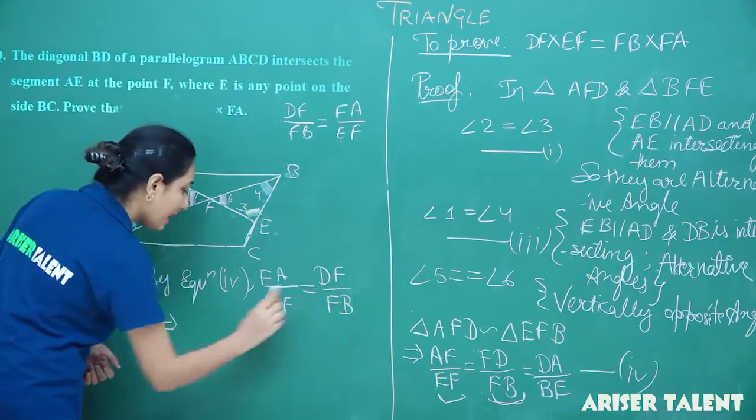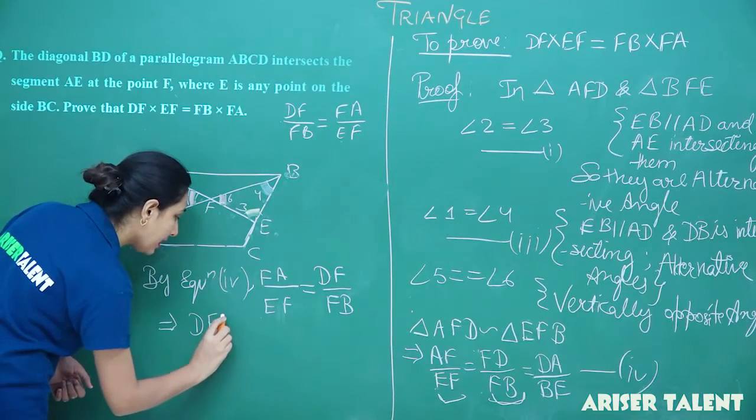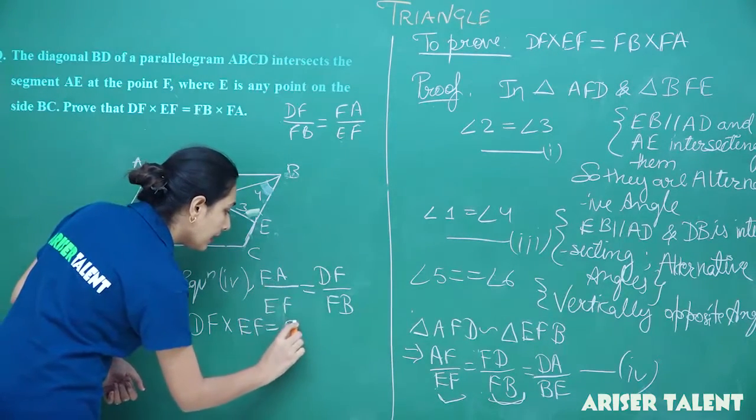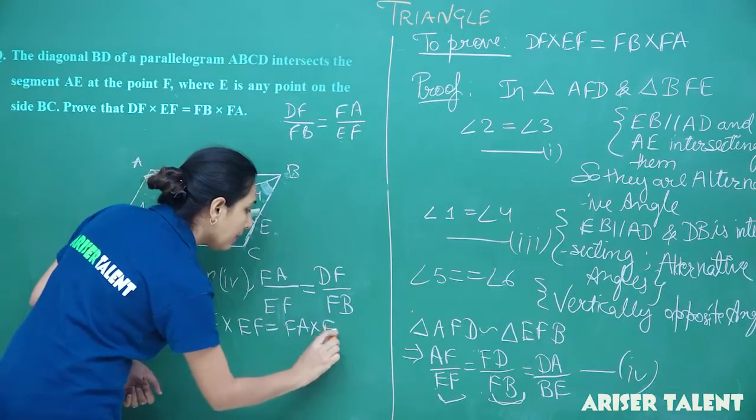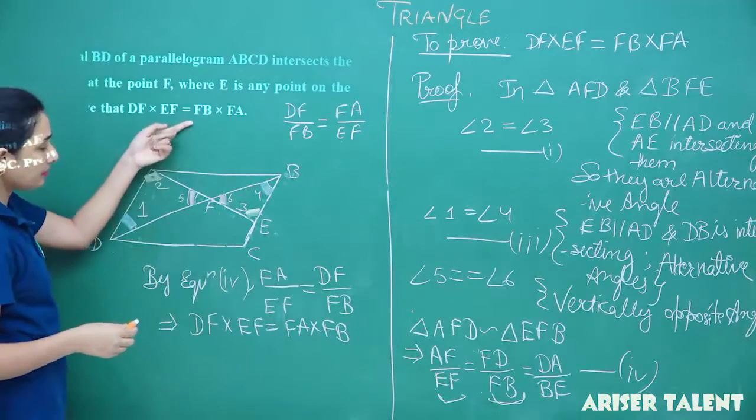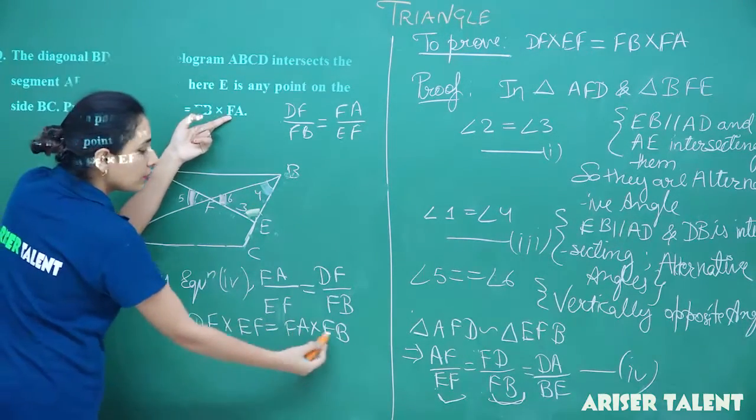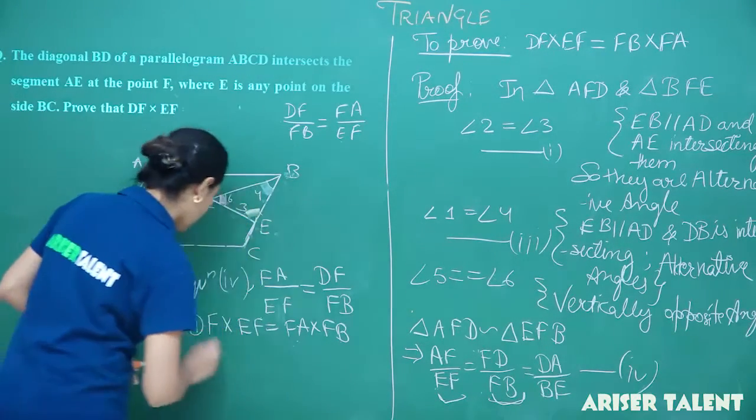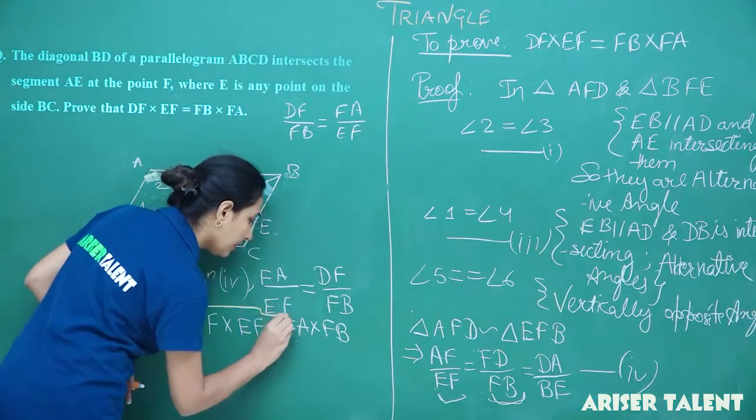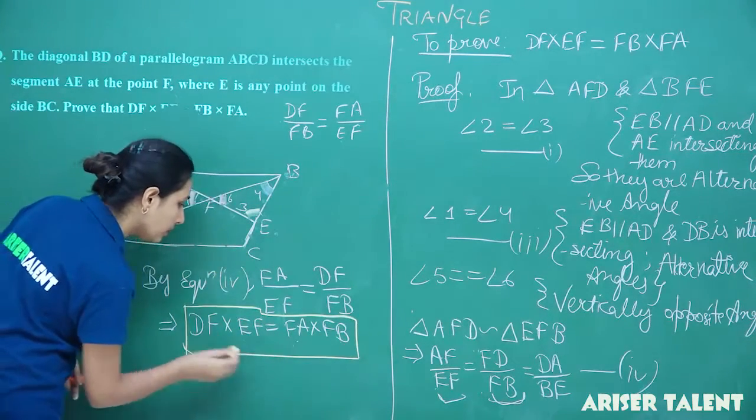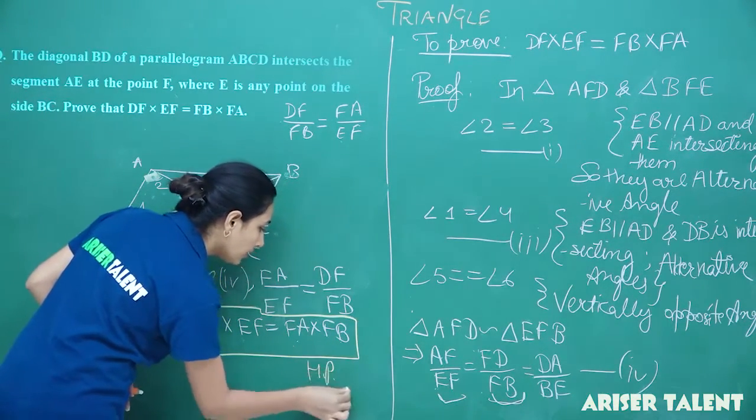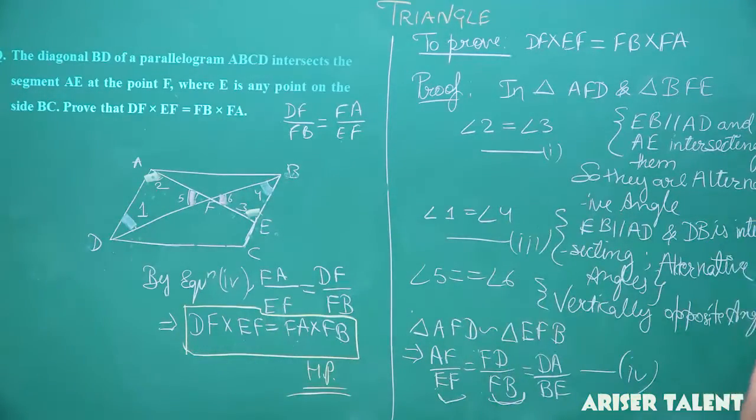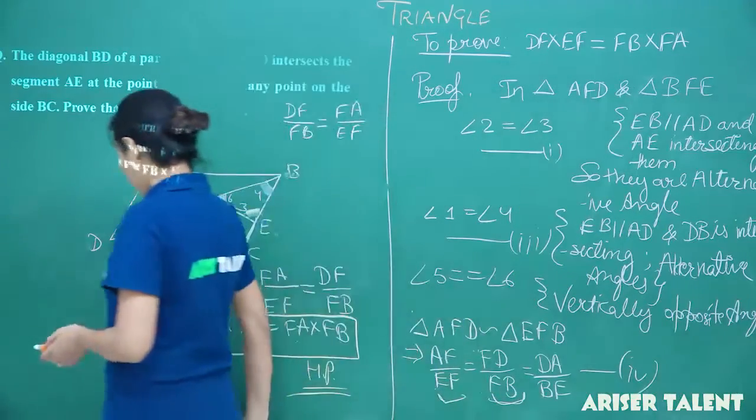Now, I can just write it like this. By cross multiplication, I can write DF multiply by EF will be equals to FA multiply by FB. Now it's proved, hence proved. Now note it. Okay students, so this is done.